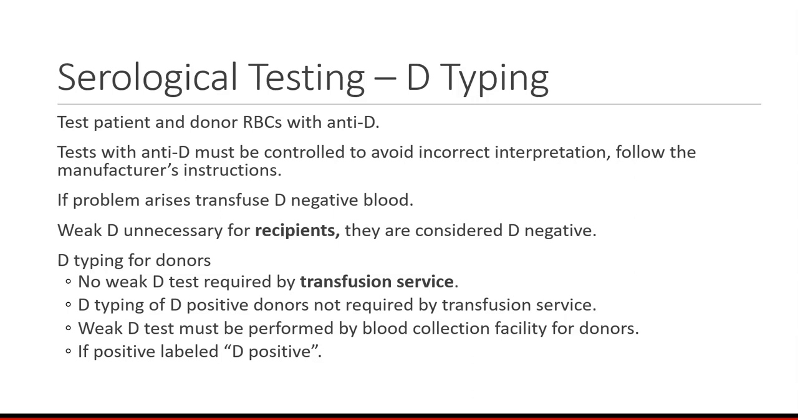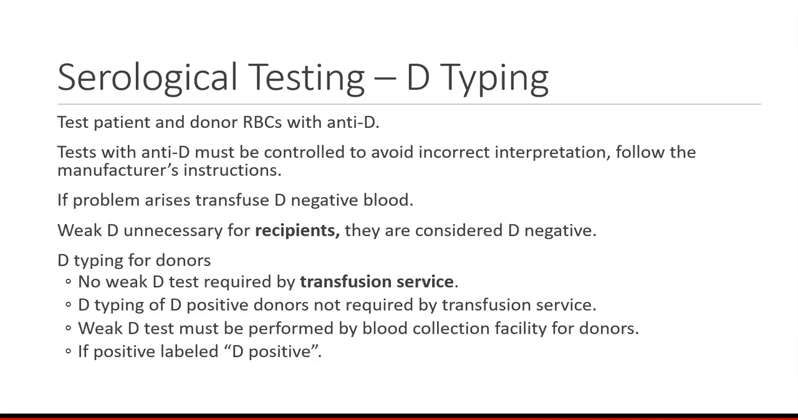One is when the patient is AB positive, and that controls the immediate spin test with anti-D. The second is weak D testing, which controls the anti-human globulin phase of weak D testing. If problems arise, transfuse with D negative blood. The weak D test is unnecessary for recipients because we're going to base their D type on the immediate spin reaction with anti-D, and they will be considered D negative.